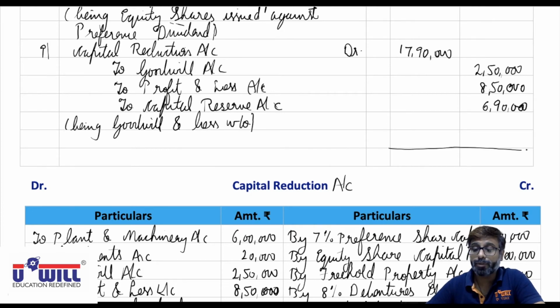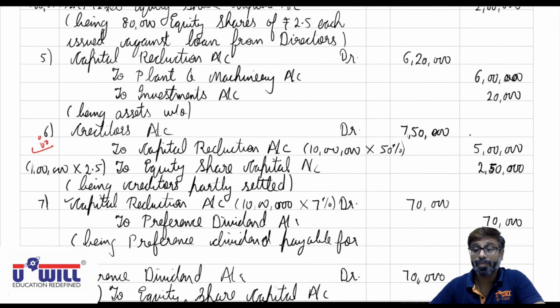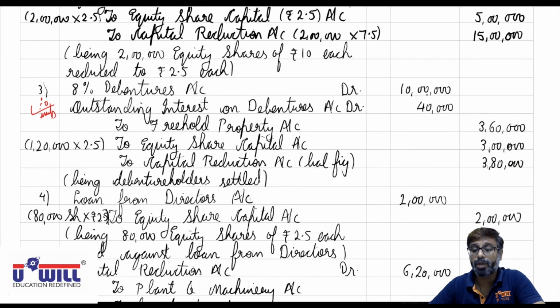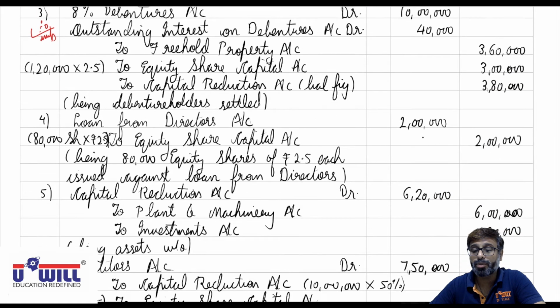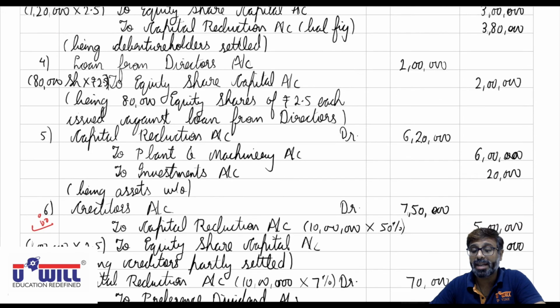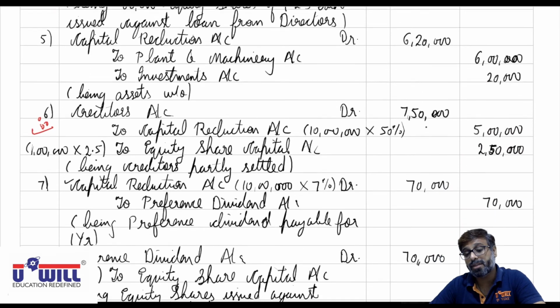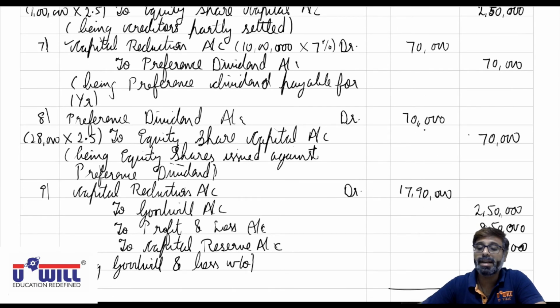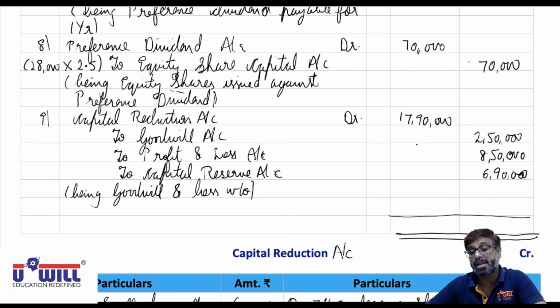Now the total of the journal, as a formality, is to be done. So 10 plus 20, 30 plus 10, 40, 42, 48, 49, 56, 57, 58, 68, 75, 76 lakhs.